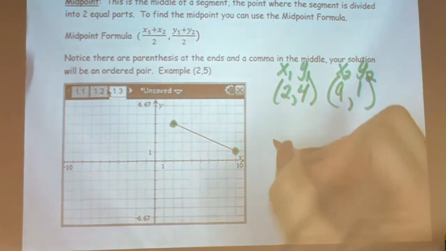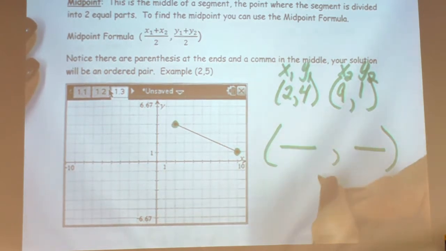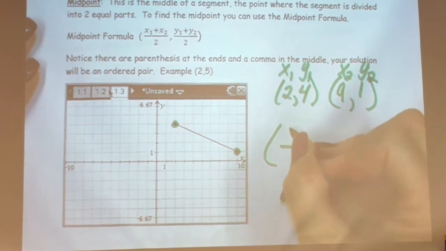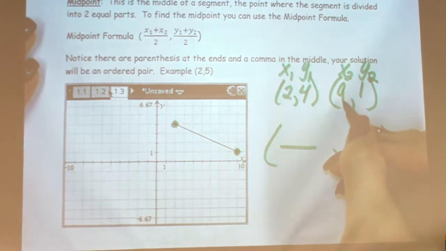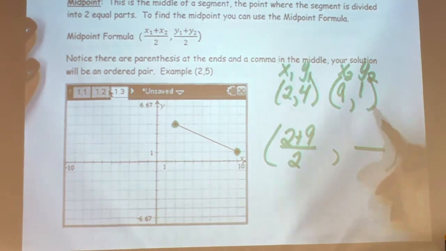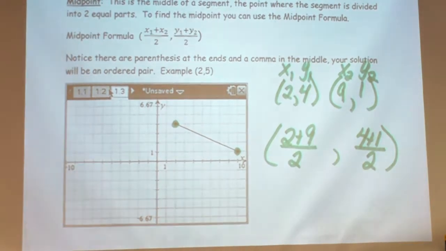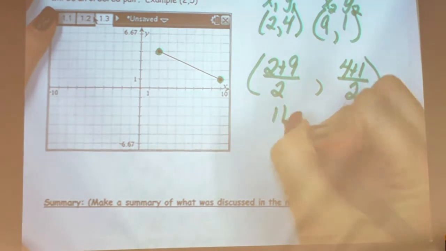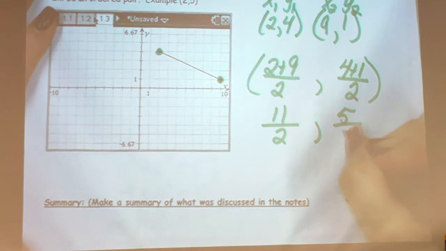Okay, and now I'm going to plug them into my formula, which is basically two problems separated by a comma. So on the first one, I have x1 plus x2. It's a formula. So I'm going to take 2 plus 9 divided by 2. And for my other one, it's y1 and y2 added together. So 4 plus 1 divided by 2. Okay? So 2 plus 9 is 11 divided by 2, comma, 5 divided by 2.